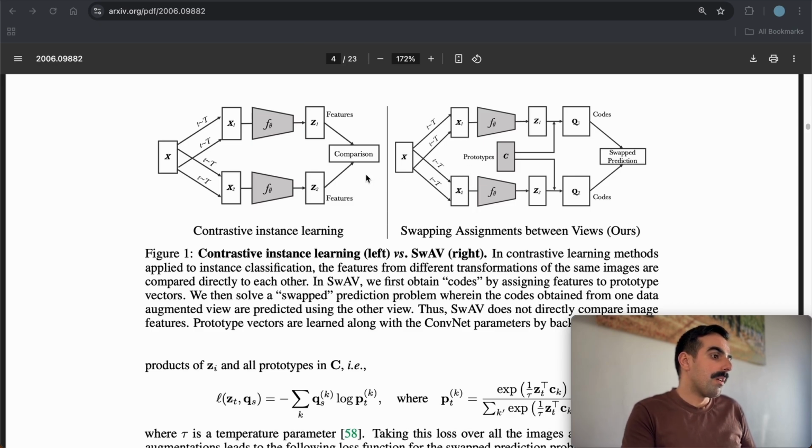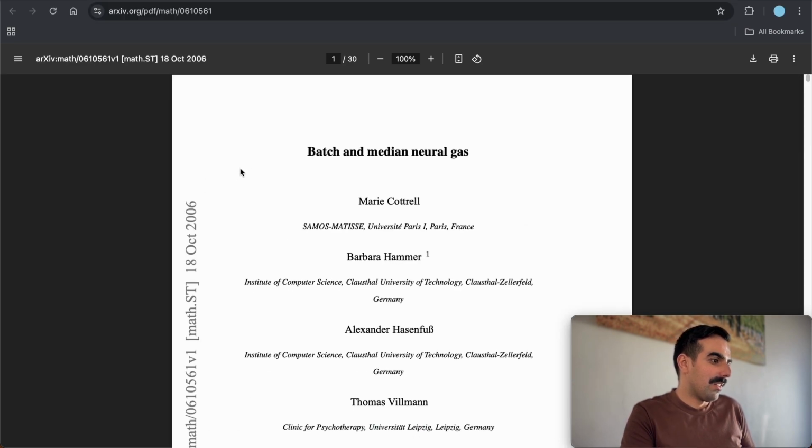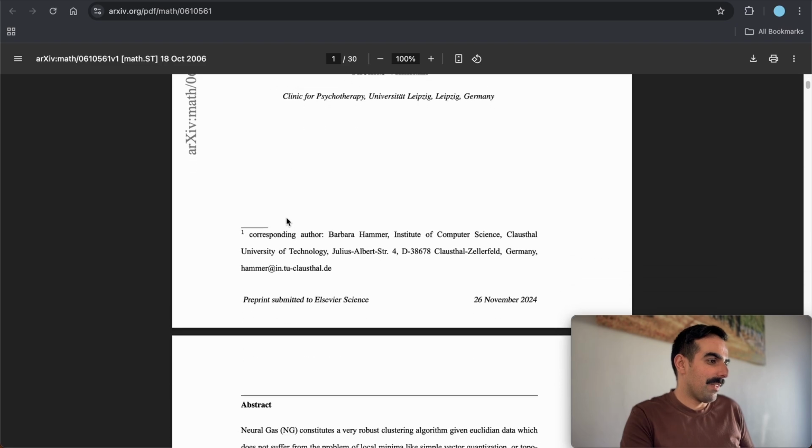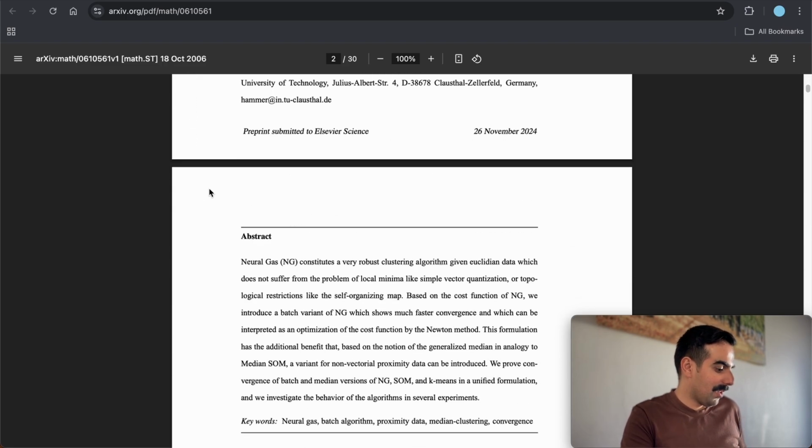First, in contrastive learning, we're getting the projections and we're comparing the projections. What they're suggesting is just assigning the projections into prototypes. And once I read the word prototypes, it took me back to an older paper, and I couldn't find it. Most of the papers from the 90s and 80s are behind a paywall, so I have to search arXiv for this. But this paper came out in 2006, and I searched for prototype.